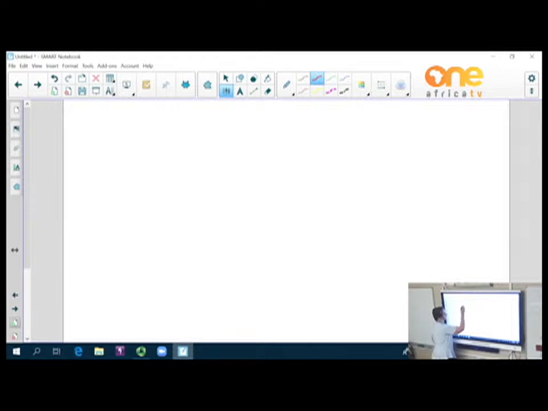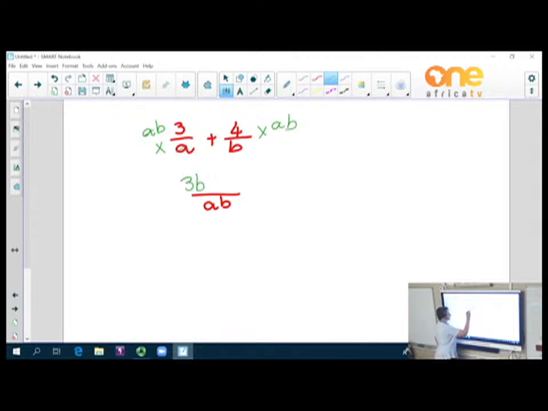Another example is if I say 3/A plus 4/B. What is my LCM in this case? AB. How did you get that 12? You multiplied the 3 with the 4. So the LCM is AB. If I multiply with the LCM and cancel, then I have 3B plus 4A, and that is your answer. Remember, you cannot cancel here. We can only cancel if it is multiplication.